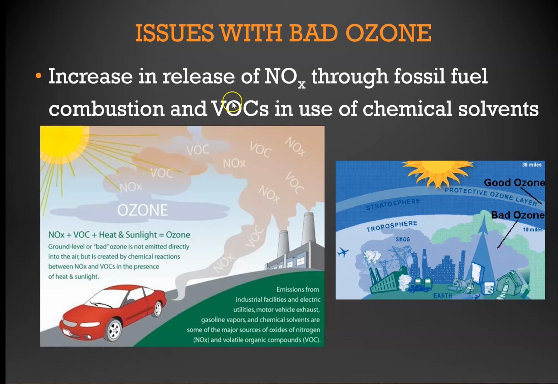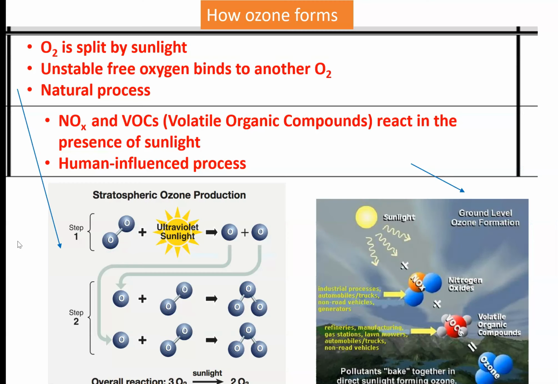So we've increased the amount of nitrogen oxides and volatile organic compounds that we are allowing in the atmosphere because we're burning fossil fuels at a very high rate, and we're increasing the use of chemical solvents, which I'll get into more. So as these gases enter the atmosphere at higher rates, they interact with the sun and water to create ozone. Remember this image that I showed you before. This human influence process takes those two gases and creates ozone.